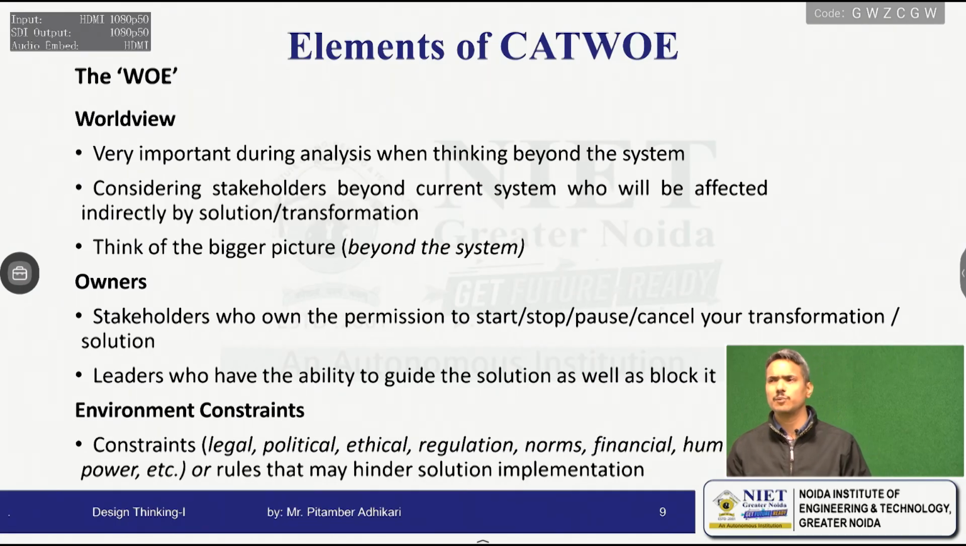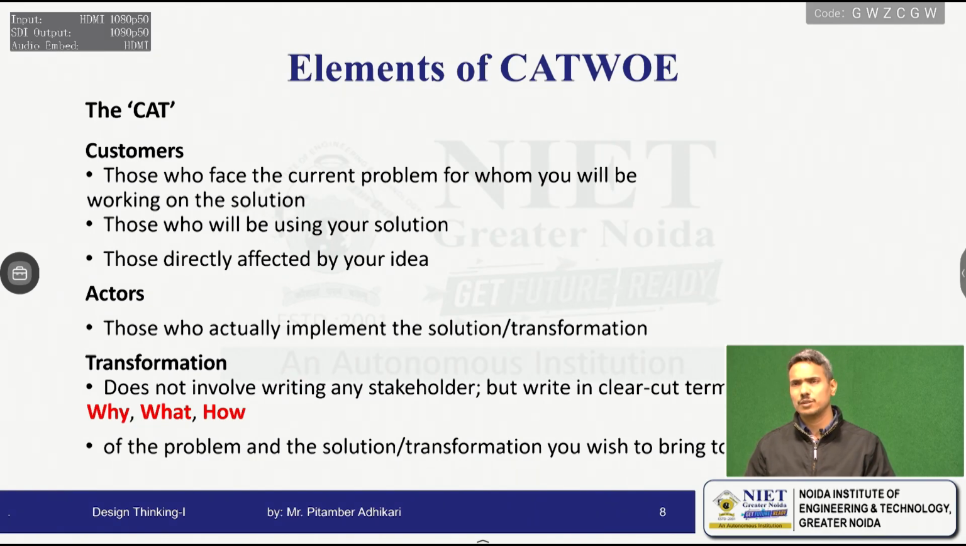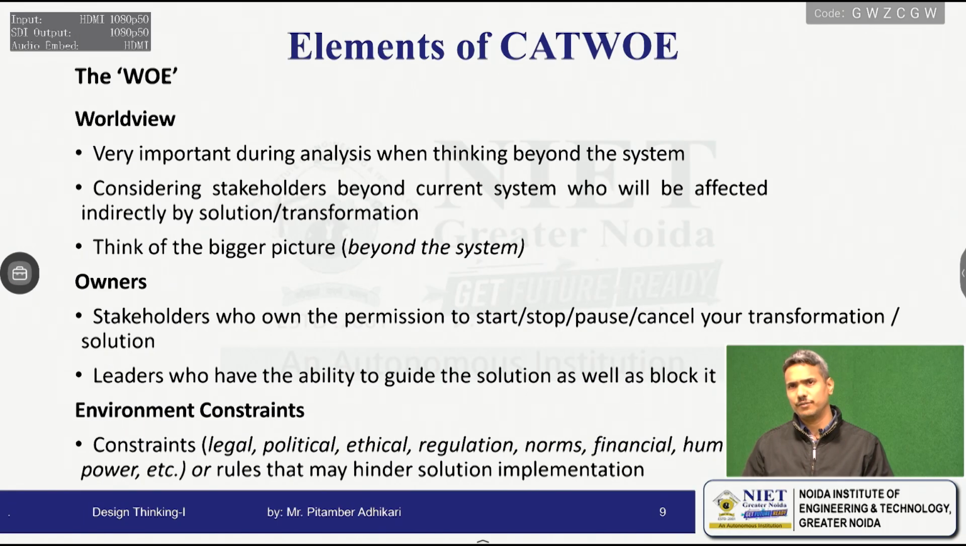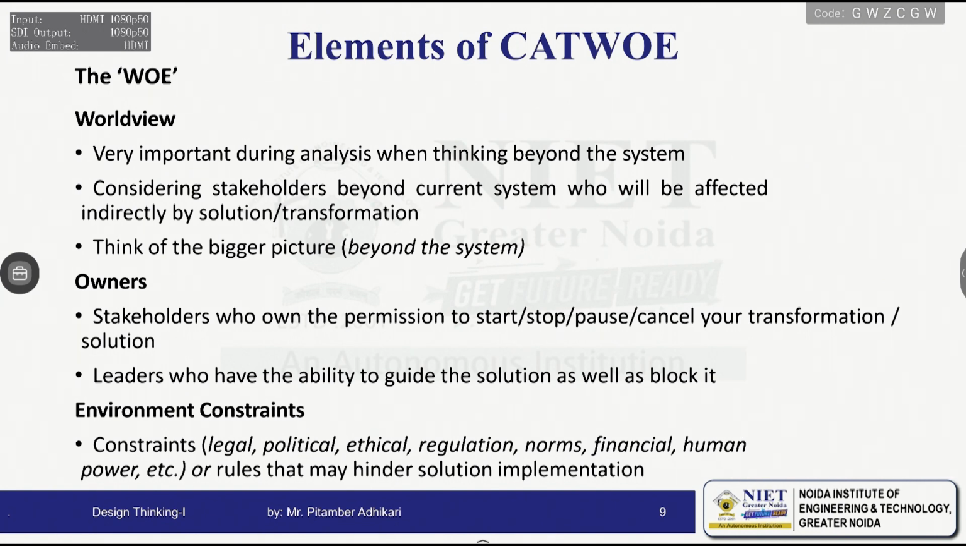So here we will discuss those stakeholders who will be affected indirectly by that solution, by that idea or by that transformation. Okay, if we compare worldview with the customer, customers are those stakeholders who will be directly affected by our solution, our idea or our transformation. But when we talk about worldview, it consists of those stakeholders who will be indirectly impacted by our solution, idea, or we can say transformation. So in this case we will put those stakeholders who will be indirectly affected by our solution.